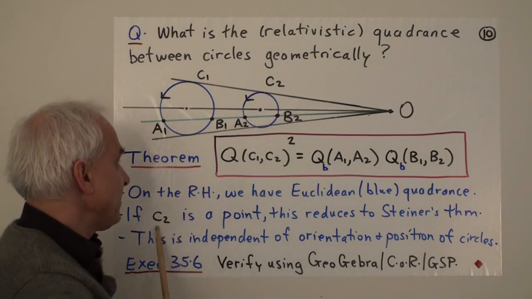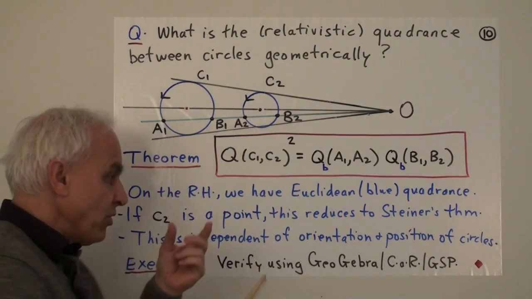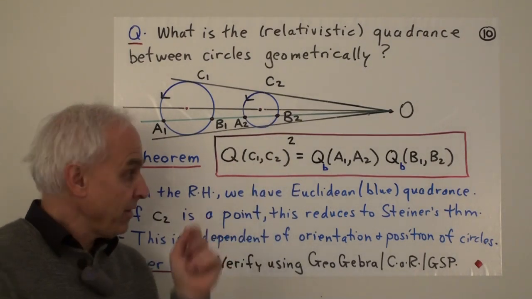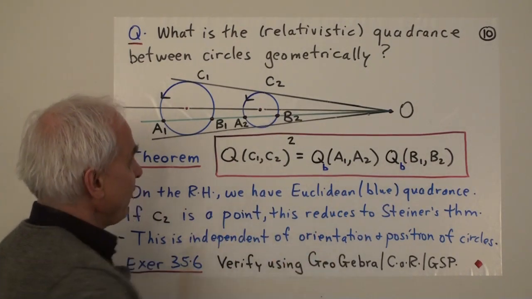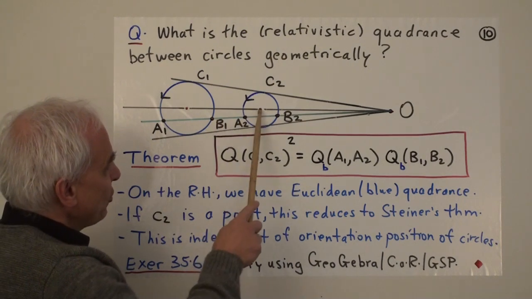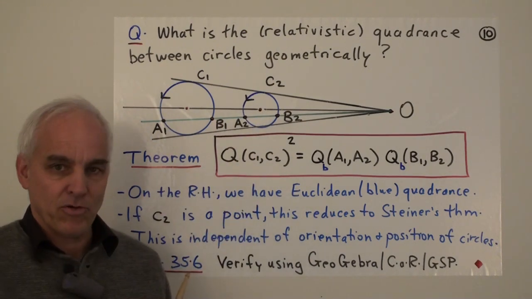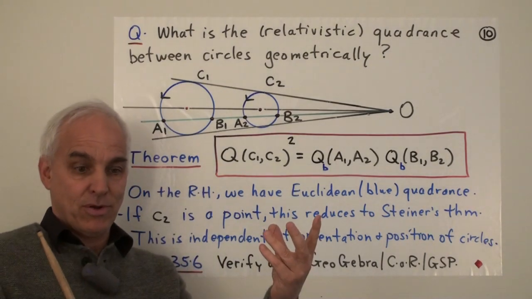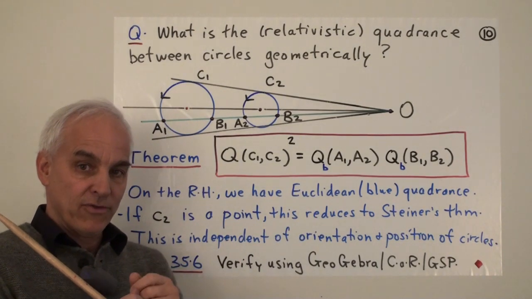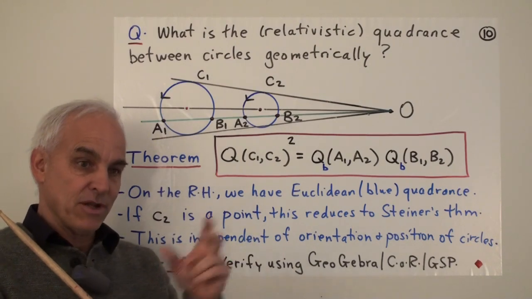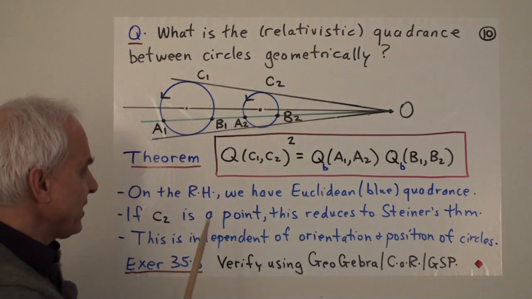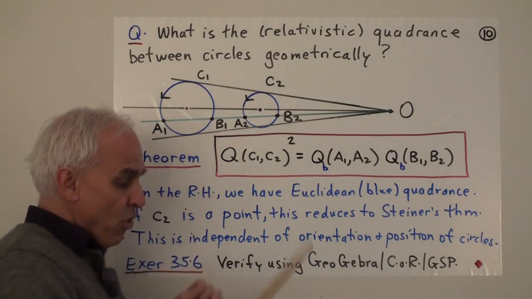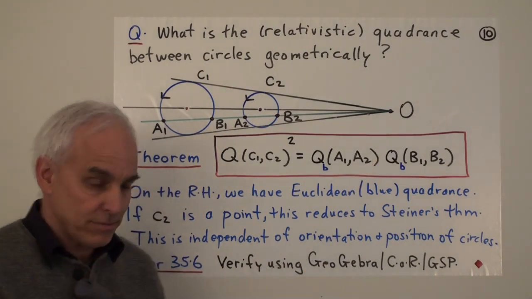Another important point is that if C2, say the second circle, reduces to a point, then A2 and B2 coincide, and these two quantities become the two quadrances involved in Steiner's theorem that express the power of a point with respect to a circle as a product of two quadrances from the point to the two points on the circle. So this is a generalization of Steiner's theorem from a point and a circle to two circles.